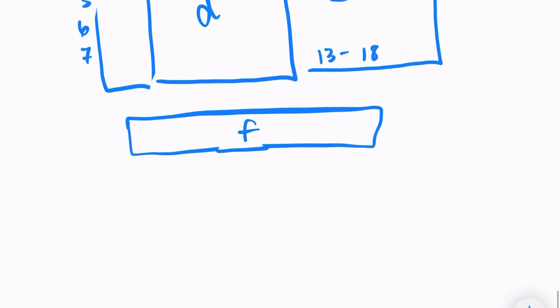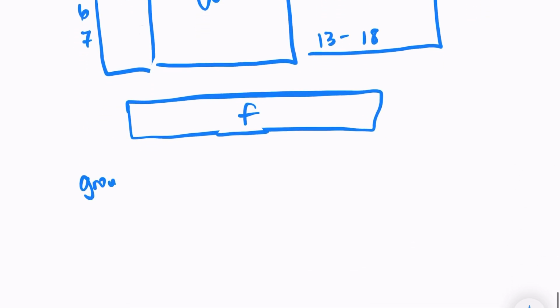Just one last thing, if you see the term ground state electron configuration, that just means the electrons are in the lowest energy level possible. That's just a normal electron configuration.